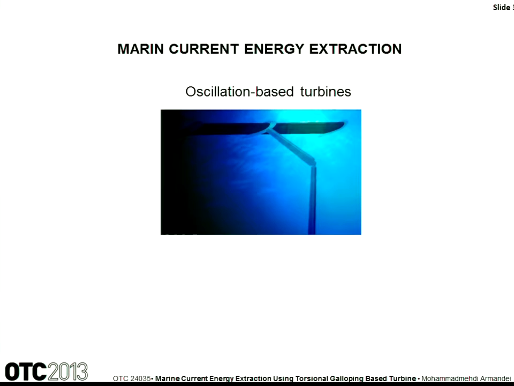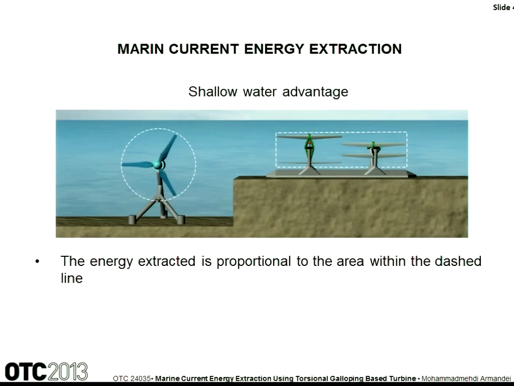Recently, there is another family of turbines, which are oscillation-based turbines, and the main advantage of these turbines is that they are able to extract energy even in low Reynolds number currents with good efficiencies. Also, there is another advantage of using oscillation-based turbines.